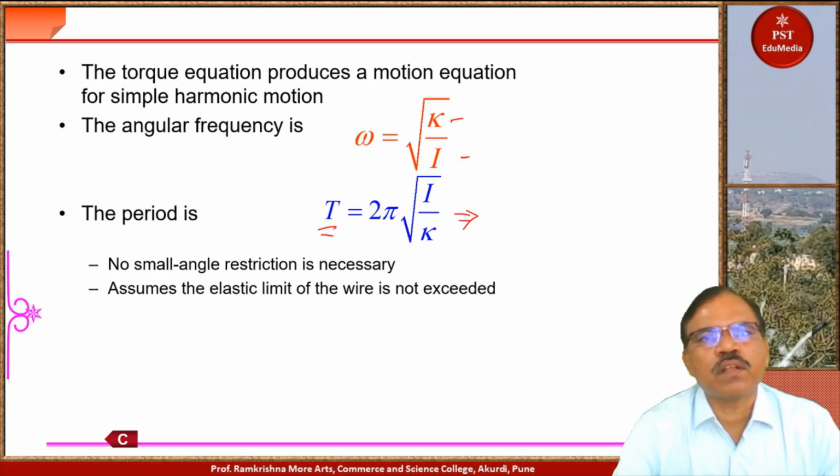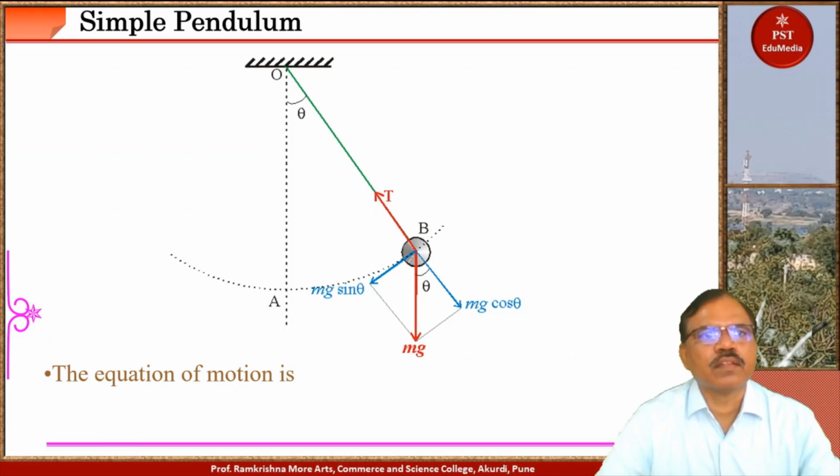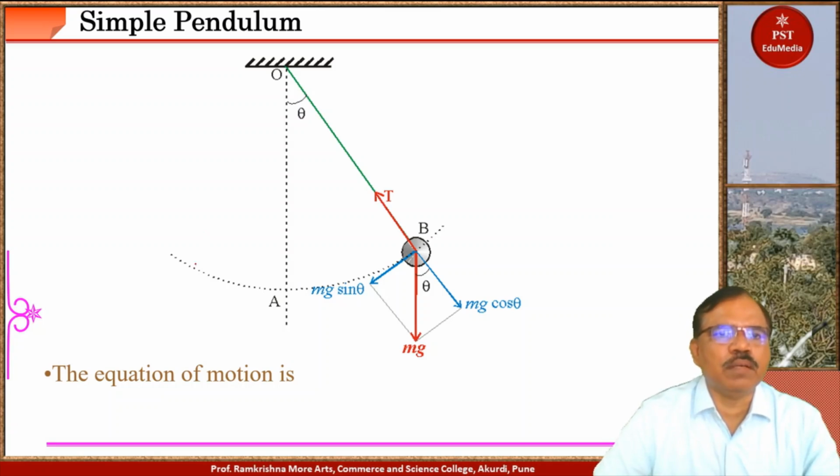Now let us see a simple example of angular simple harmonic motion. Here we have a simple pendulum. If the bob is at position A, that is called equilibrium position. Now the bob is displaced through angle theta, so it is at position B. L is the length of the string and T is tension in the string.